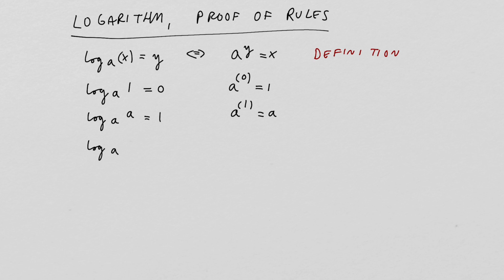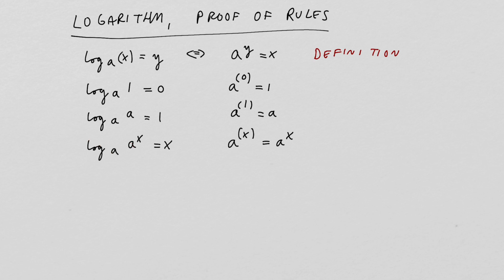If we have the logarithm of a to power x, we should find a power for a so that the result would be a to power x. The answer is x. So the logarithms cancel out with the exponential in this way.